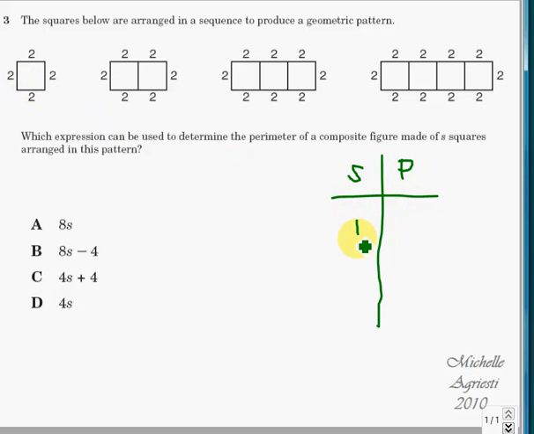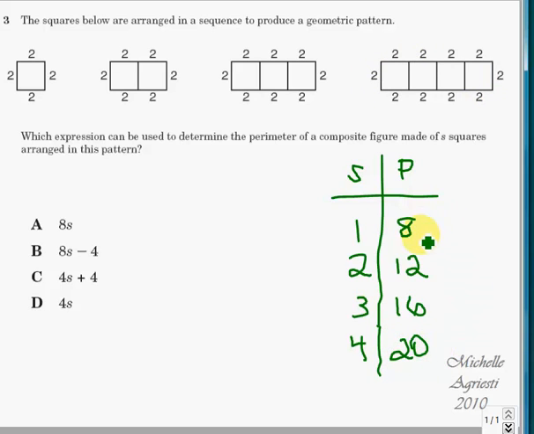So first we have 1 square, and it has a perimeter of 2, 4, 6, 8. Next we have 2 squares, perimeter of 2, 4, 6, 8, 10, 12. Then we have 3 squares, 2, 4, 6, 8, 10, 12, 14, 16. And our last figure has 4 squares, 2, 4, 6, 8, 10, 12, 14, 16, 18, 20.